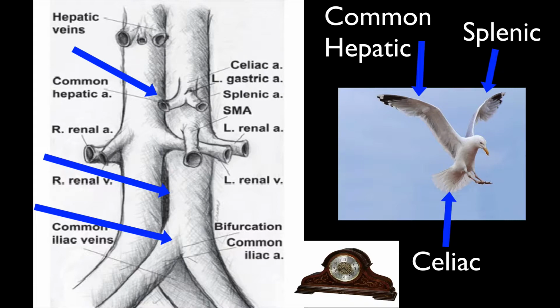Because of its appearance on ultrasound, you'll commonly hear the celiac trunk referred to as the seagull sign, with the common hepatic artery as well as the splenic artery as the 2 wings of the seagull, as well as the SMA, or superior mesenteric artery, is referred to as the mantle clock sign because of its appearance as well.